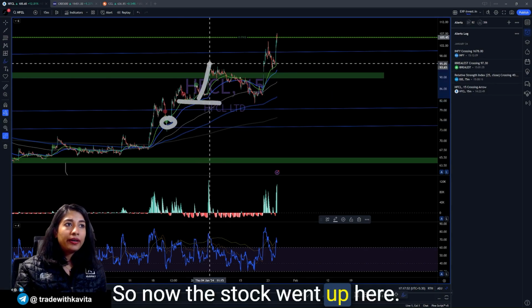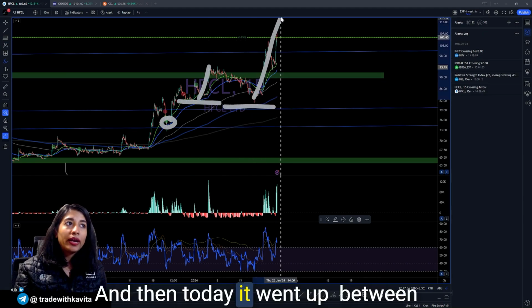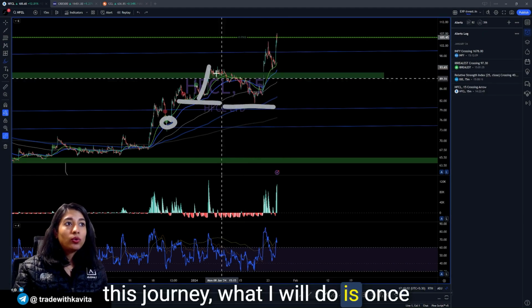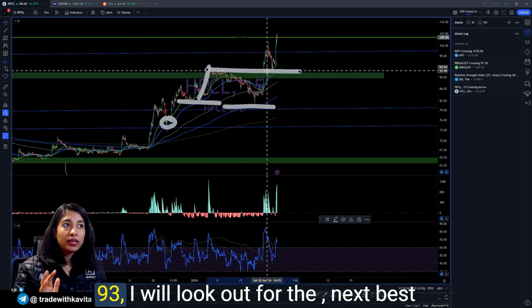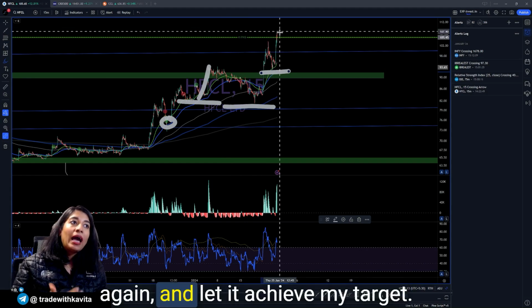Now the stock went up here. It came very close to my stop loss, did not trigger it, and then today it went up. Between this journey, once the stock crosses my resistance at 93, I will look out for the next best support level, revise my stop loss again, and let it achieve my target.